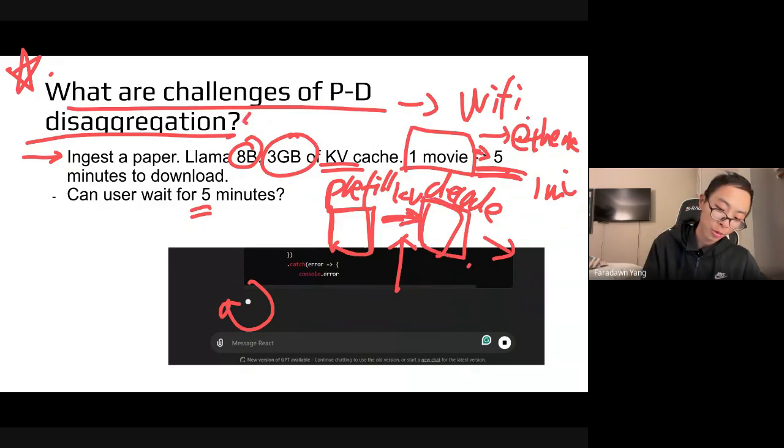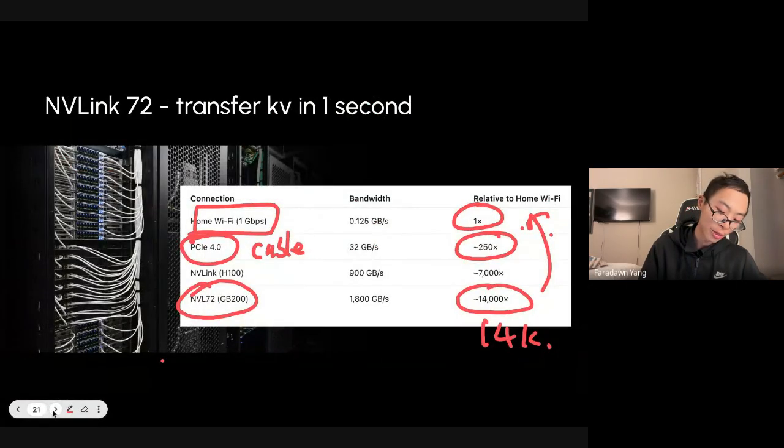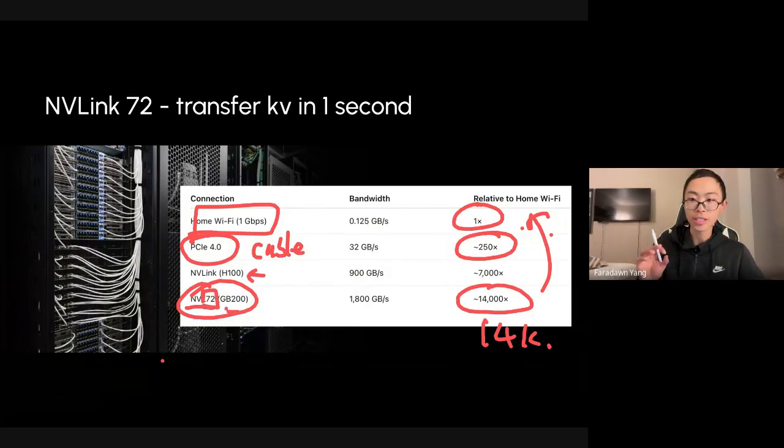Because if you go to the 405 billion model, or even the DeepSeek of 671 billion, the KV cache of one request will be not just 3 gigabytes, but 10 gigabytes or 100 gigabytes. You need to transfer a huge amount of traffic between the prefill and decode instance. And that's why we need NVLink, not just 1, but 72, so that the entire cluster is orchestrated as one.